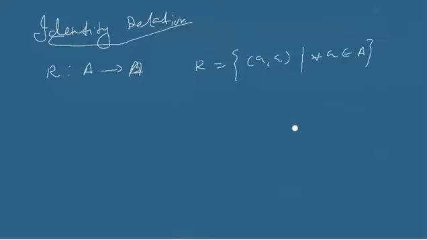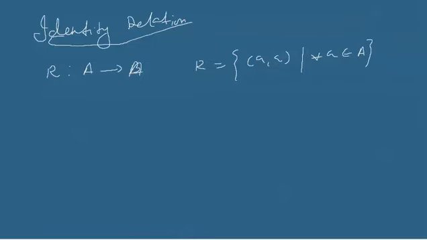Okay, next one is identity relation. So a relation from A to B is said to be an identity relation if R is equal to {(a, a)} for all a in A. So instead of A and B, we can take A to A itself, because suppose we are defining a relation on the set of real numbers, then both the domain and codomain are the same, the real number system itself.